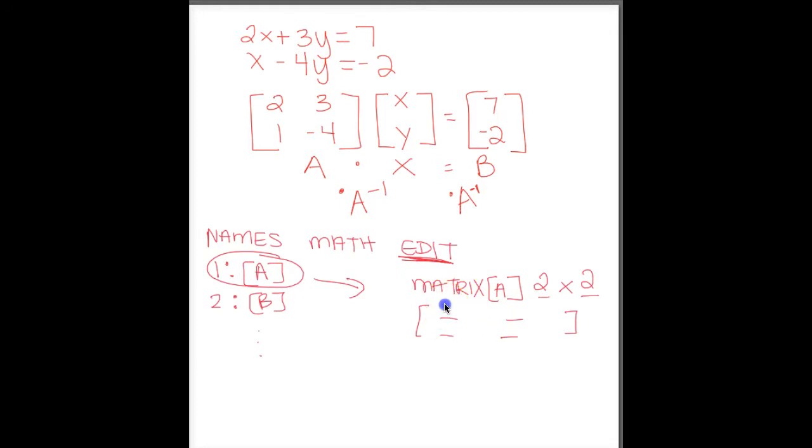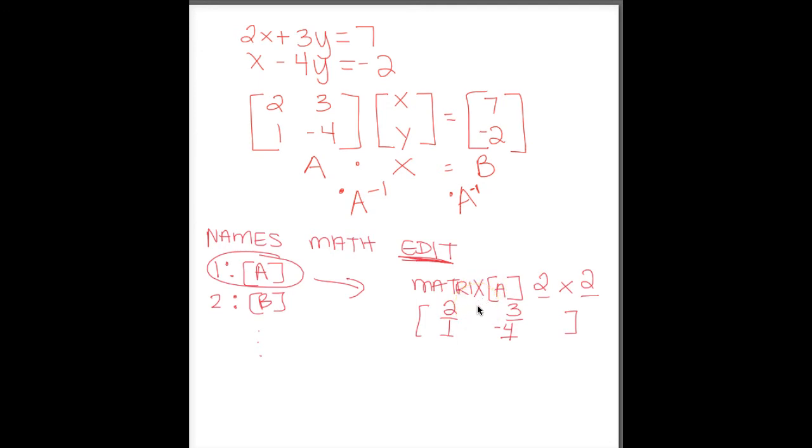I'm going to press 2, enter. Then it's going to scroll over to this one. So then I press 3 and then enter. Then it skips over to row 2, column 1, press 1 and then enter. And then -4, enter. So you should now in your matrix entry screen have something that looks like this.